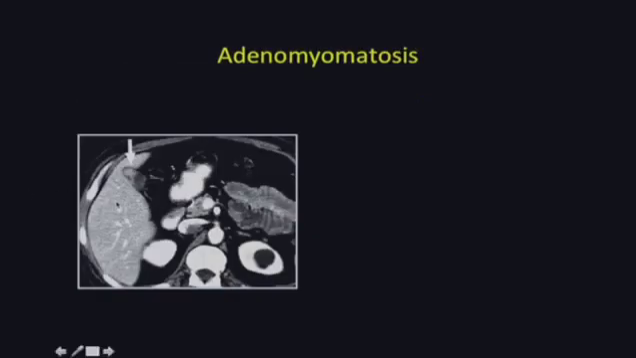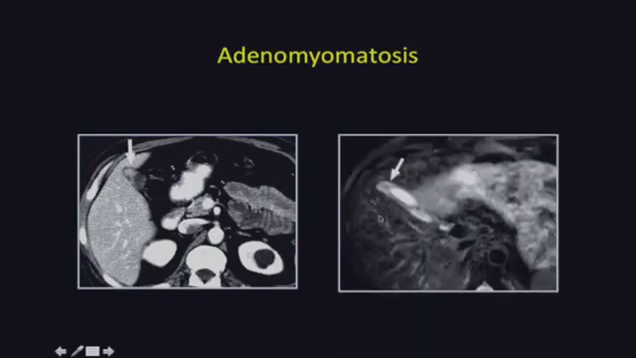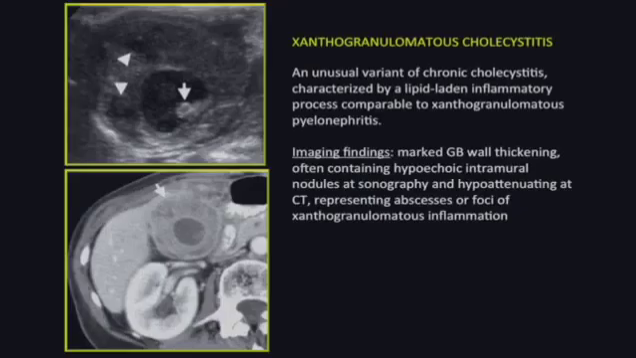On CT, adenomyomatosis may be difficult. In this case, it is seen as a focal thickening and/or mass in the region of the fundus. MRI was appropriately performed and shows this typical pearl necklace or string of beads sign on this heavily T2-weighted image, which is the hallmark of adenomyomatosis.